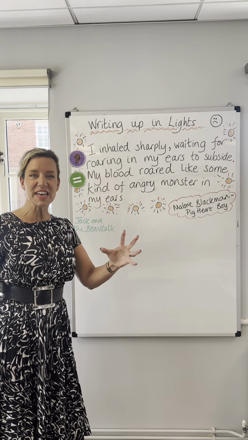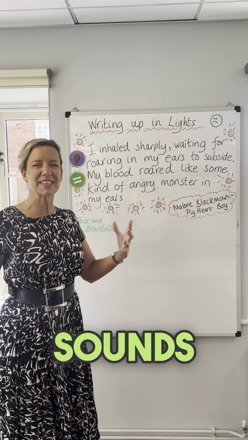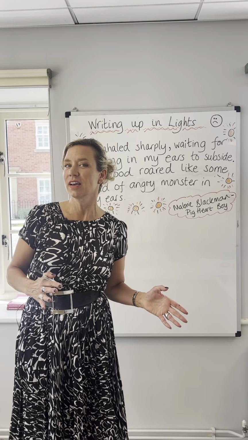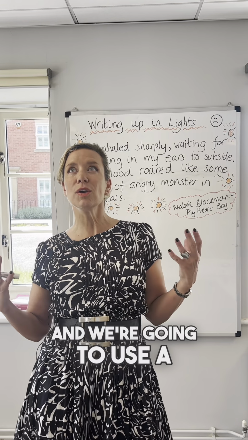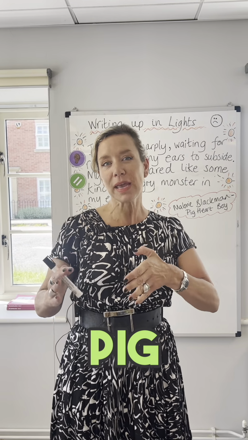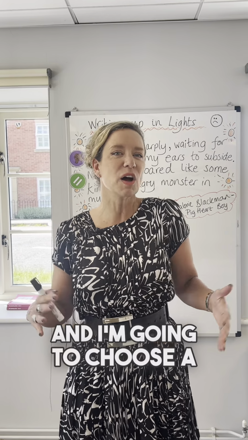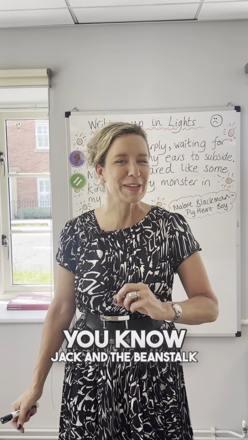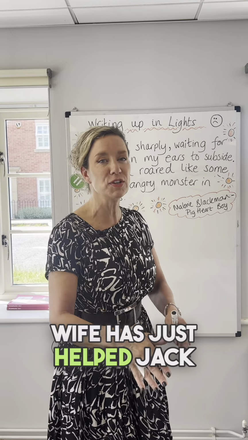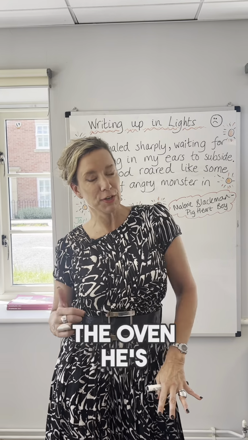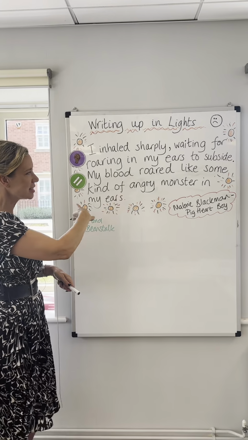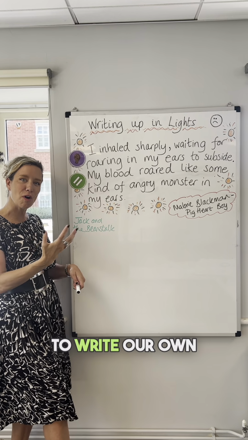Now this has got negative intent. It starts off with the sounds and moves into that simile. And we're going to lean on this for our own writing. And we're going to use a sentence like a wireframe. We're going to wring out the Pig Heart Boy context, and I'm going to choose a context you know, Jack and the Beanstalk. So let's imagine that the giant's wife has just helped Jack hide him in the oven. He's in there, he's worrying, and we're going to lean on this wireframe to write our own.